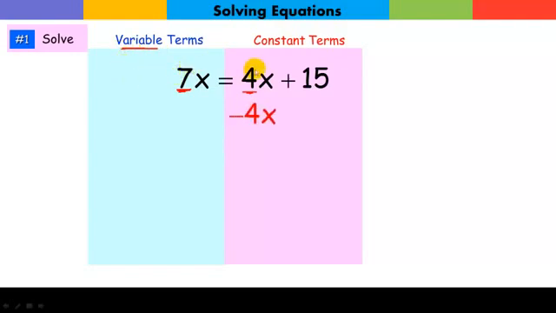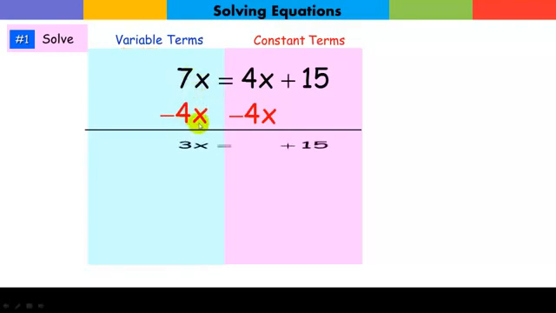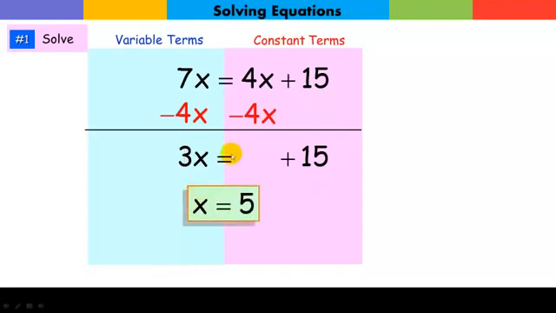So to get the 4x off of this side, I subtract 4x, but if I do it from this side, I of course do it from this side. These are like terms, and so we can subtract them. 7x minus 4x is of course 3x. This 15 just goes for a ride, and at this point we could just solve for x. Divide both sides by 3 to make the coefficient 1 here, and that is isolating the variable, and x equals 5.